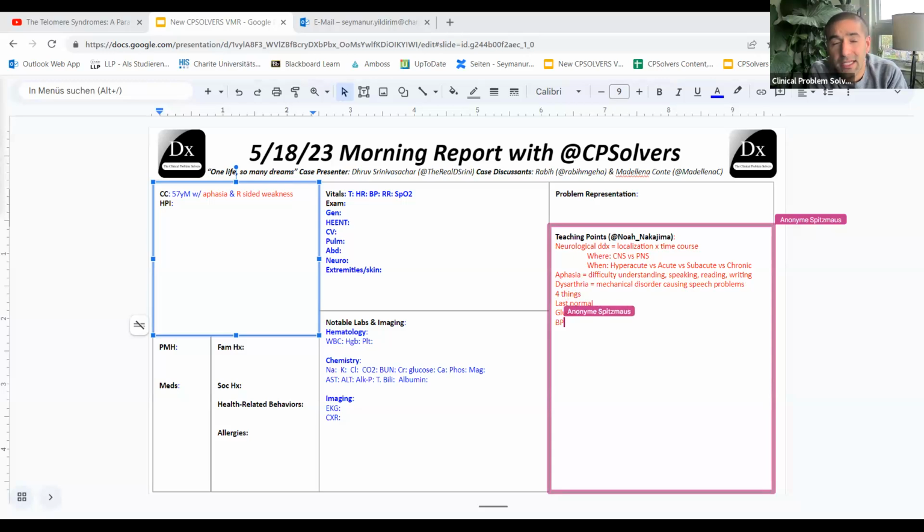You may not need to know the last three if the last known normal is beyond a day, because all of a sudden you're not activating a code stroke, and the glucose, the blood pressure, and the anticoagulants become less relevant. But that's what it would be like in real life.